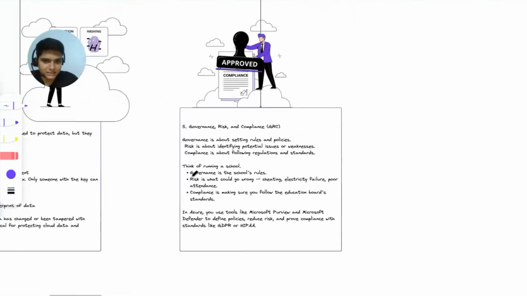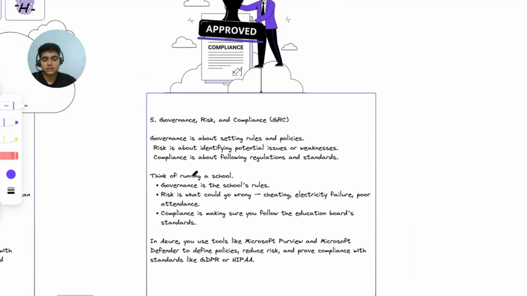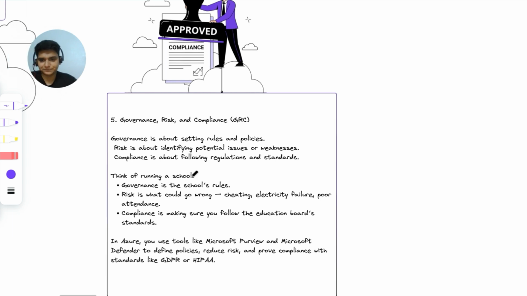Now let's dive into the fifth topic of part A, which is governance, risk, and compliance, GRC. Governance is about setting rules and policies, and risk is about identifying potential issues or weaknesses. Compliance is about following regulations and standards.